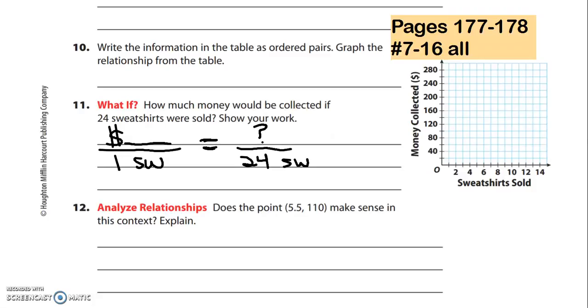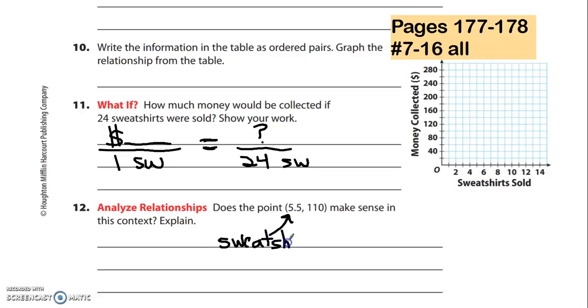Number 12 reads, does the point 5.5 comma 110 make sense in this context? A lot of kids would say yes. If they went and looked at their graph, it looks like it would fit in. If you went over to 5.5, I don't have a graph here, but if you went over to 5.5, that's just in between 5 and 6, and you went up, you would say, yeah, that connects with the graph. That's right where it should be. Here's the question, though. What does 5.5 represent in this? What did we say earlier was the first term? The first term is the sweatshirts.